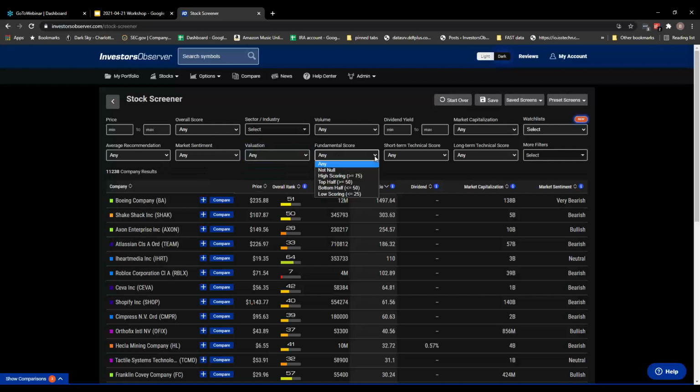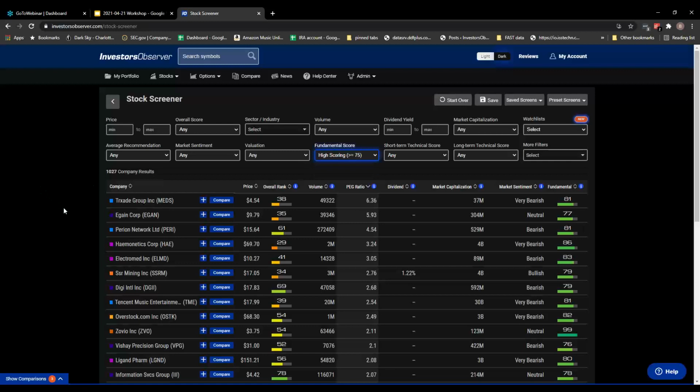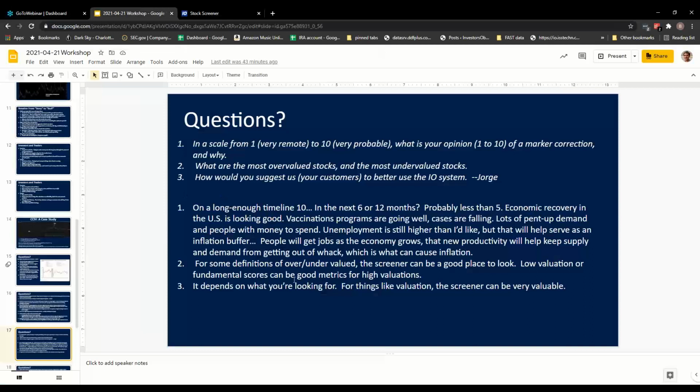The other thing you can look at is the fundamental score, which combines some valuation metrics with what analysts think about the stock. Analysts are a little better at adjusting their ratings for what they feel the growth rate should be in the future, as opposed to the PEG ratio, which is backward looking. So those are both good ways to find stocks that are over or undervalued.